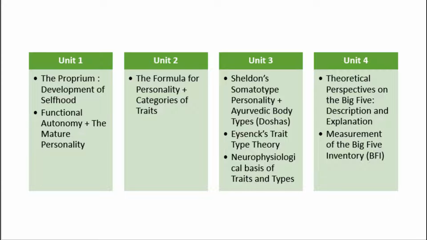And from Unit 3, Sheldon's somatotype personality, Ayurvedic body types, Eysenck's trait type theory, neuropsychological basis of traits and types. And from Unit 4, theoretical perspectives on the Big Five, description and explanation, measurement of the Big Five inventory. All these questions are coming in a twisted manner. So none of these are repeated ones, but these are important questions, and these are the questions that came in the previous question papers.